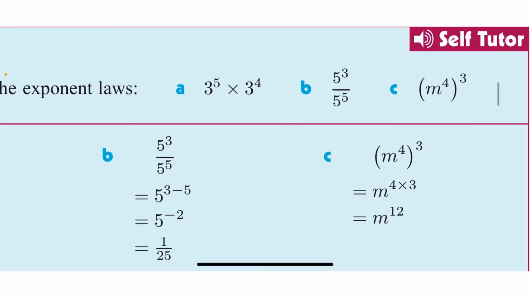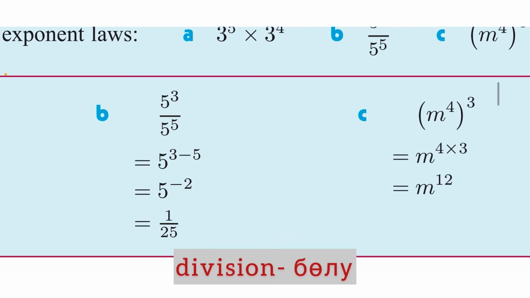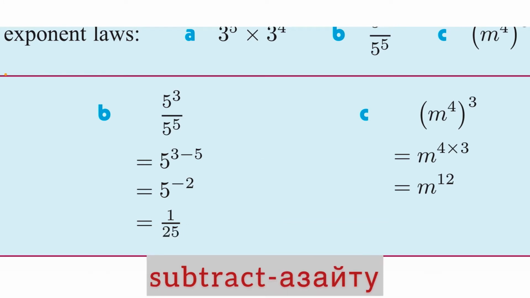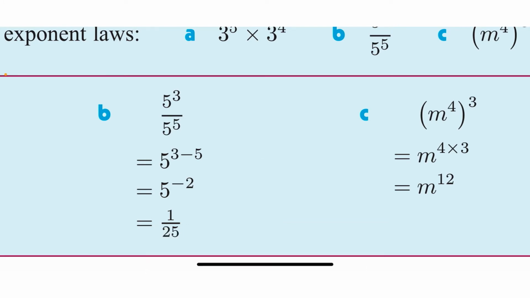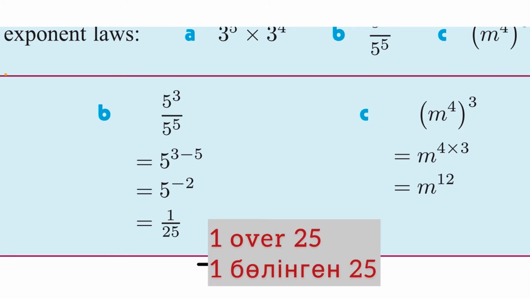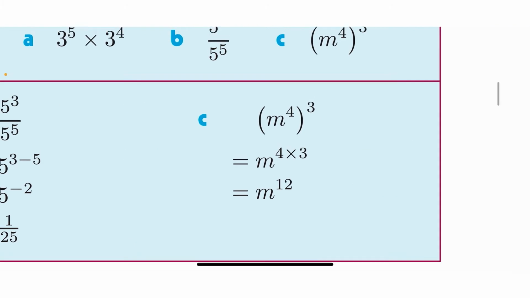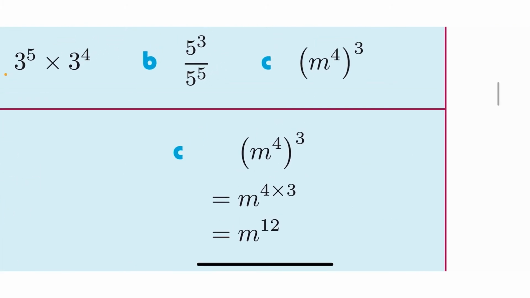For example, division: B, 5 to the power of 3 divided by 5 to the power of 5. We subtract their exponents, 3 minus 5. It will be negative 2. So we get 5 to the power of negative 2. We can write it as 1 over 25 because it equals 1 over 5 to the power of positive 2.